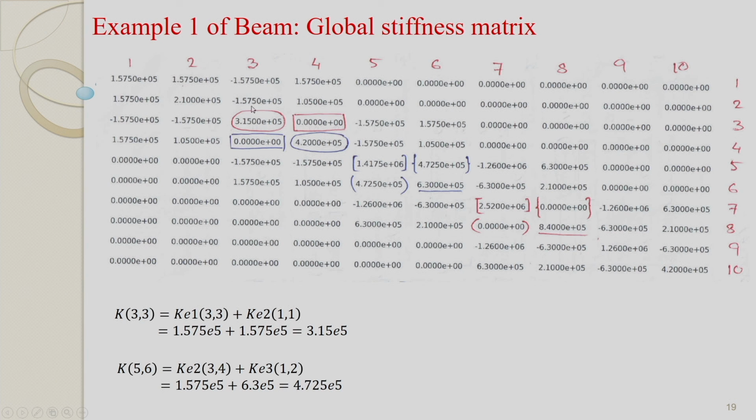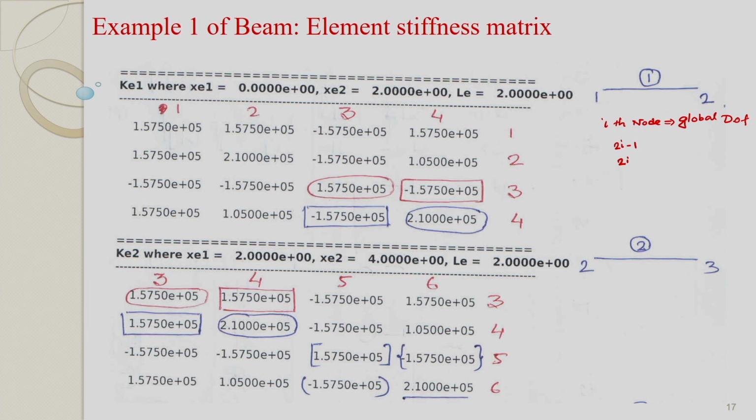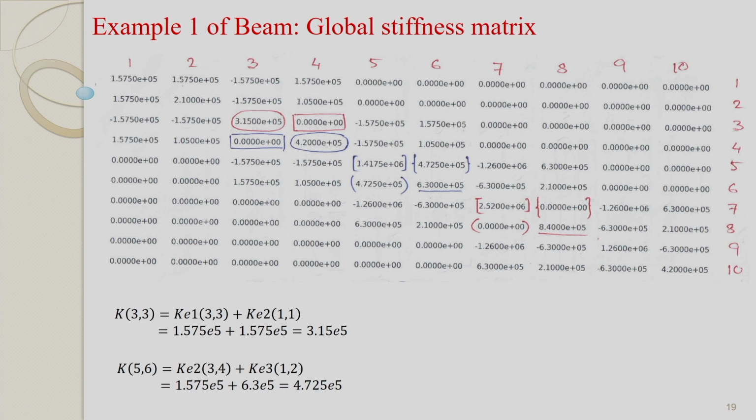So, you can see I explained a few terms with different symbols, and the contributing element terms are also with the same symbol. In this way, we assemble these 4 element stiffness matrices into this global stiffness matrix. So, global degrees of freedom there are 10. So, the size is 10 cross 10. Let us see how this assembly is done in Matlab.